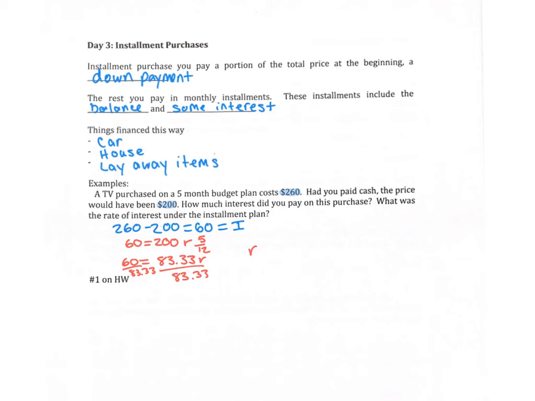And then I'm going to end up with R equals 0.72, which is 72%. So that is a huge interest rate that you're going to be paying. Yes, it was only $60 because of what we were talking about, but had it been a larger purchase, then you would have been paying a lot of interest.